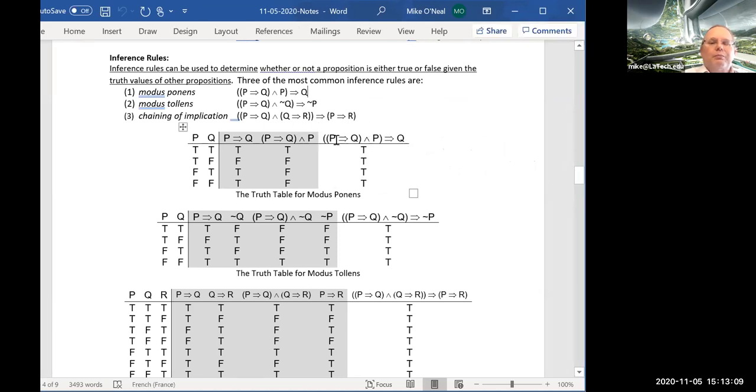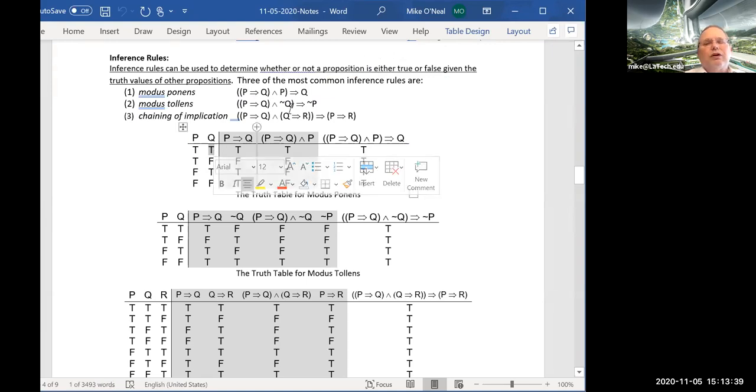So P implies Q and P implies Q is a tautology. It's technically true in all worlds, but we use inference rules generally only in those worlds where the statements that we have are both true. So if the if statement is true and the premise is true, then the conclusion must be true. That's how you use modus ponens.